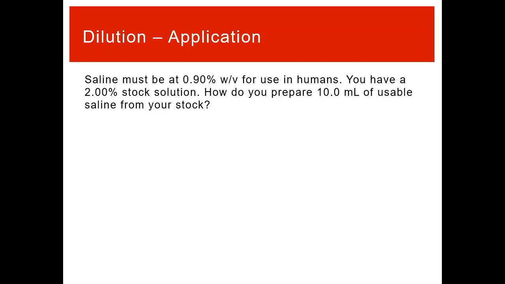So let's look at an example. Saline must be at 0.90% weight by volume for use in humans. You have a 2.00% stock solution. How do you prepare 10.0 milliliters of usable saline from your stock? So we can see this is a case where we are using dilution. You're trying to make a solution, we want to know how we can prepare it, and we're going to do it via dilution.